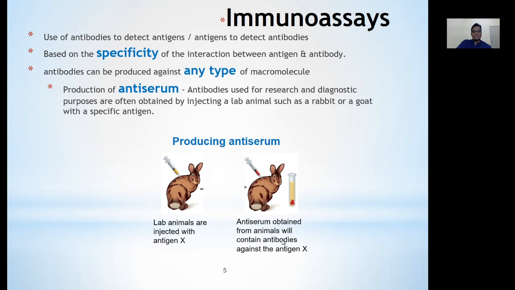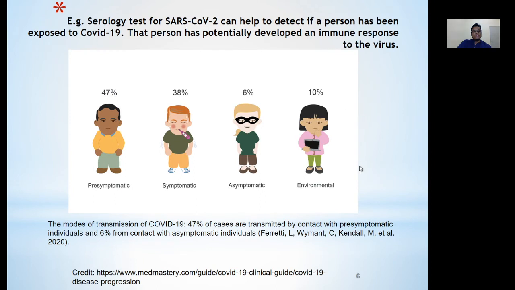So this antibody can be used in the immunoassay. So the serology test, for example, in SARS-CoV-2 can help to detect if a person has been exposed to COVID-19, because if we just look at the symptom, not all people exposed to COVID-19 will develop symptom.